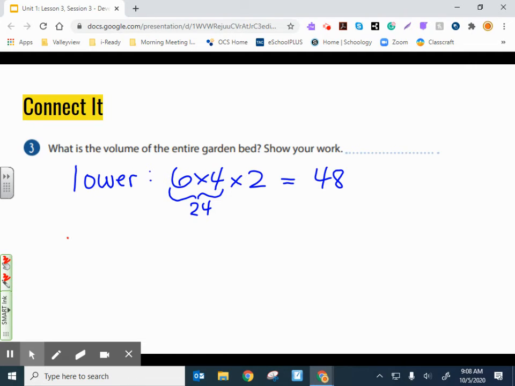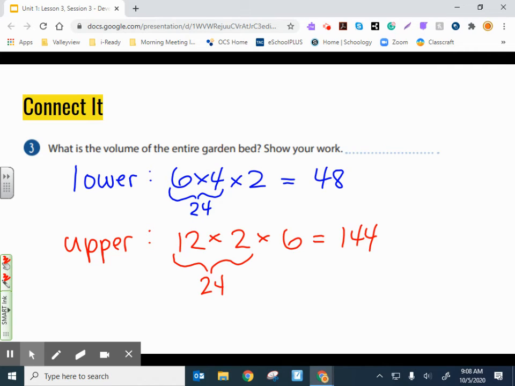The upper part, as you can see right along that top line, the total for that is 12 feet. And its height is 2 feet, and its width is 6 feet. So we know 12 times 2 is 24. And then 24 times 6 is going to be 144.